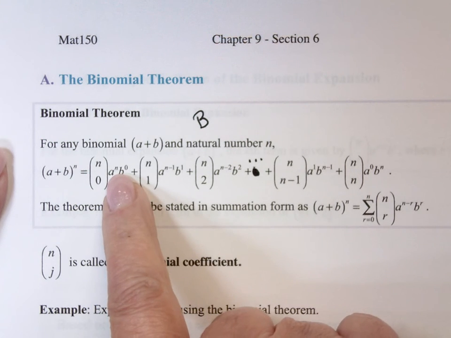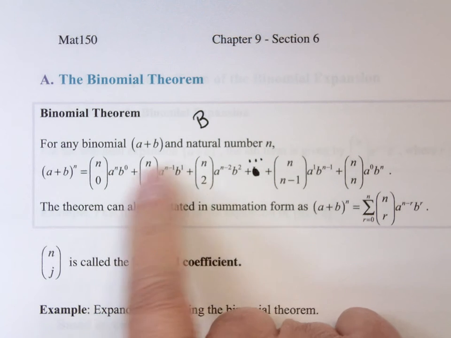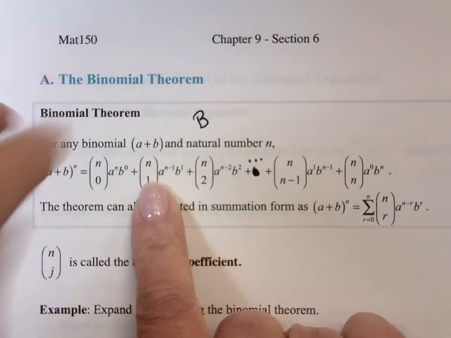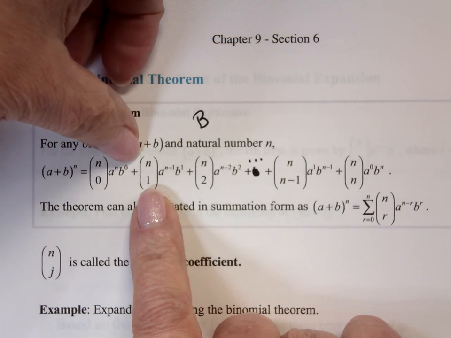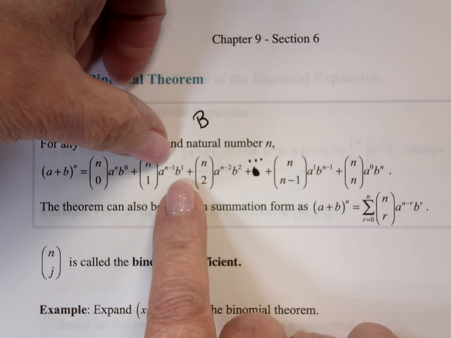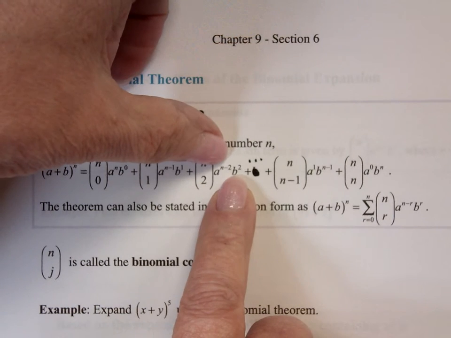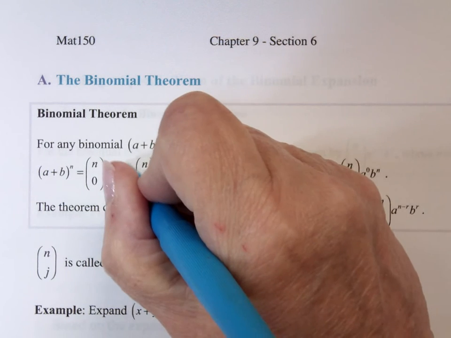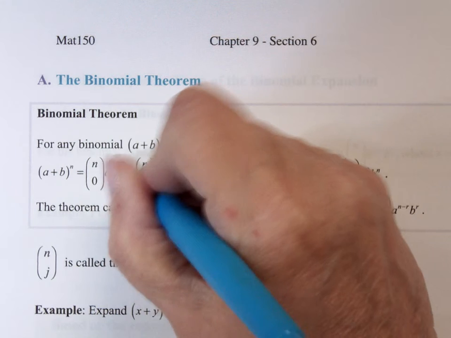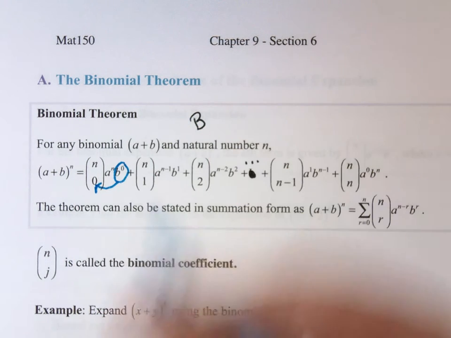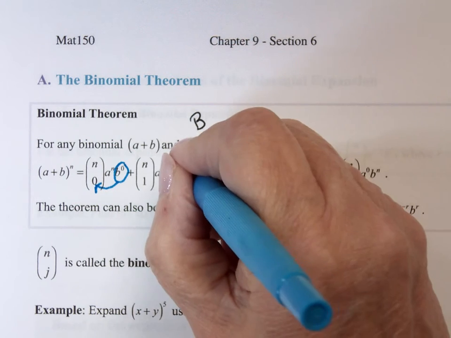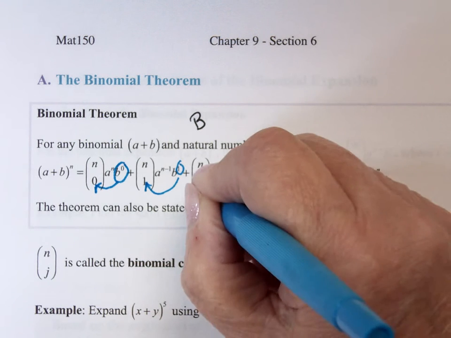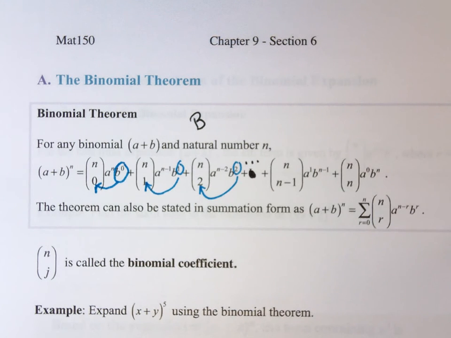Notice again, your exponents add to n each time. So n plus 0 is n, n minus 1 plus 1 is n, n minus 2 plus 2 is n. Here's the other thing that's interesting. The exponent of the second factor is the number that appears here. The exponent of the second one is the number that appears there. That's an exceedingly important piece of information.